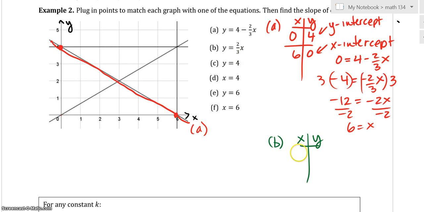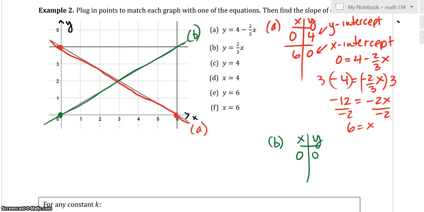Okay, so plugging in 0 for x, that would just be 0 for y. That looks like it has to be that one. By the way, this one, the x and the y-intercept, is both (0, 0). It's both the x and the y-intercept. There's only one for that, so it has to be that one.